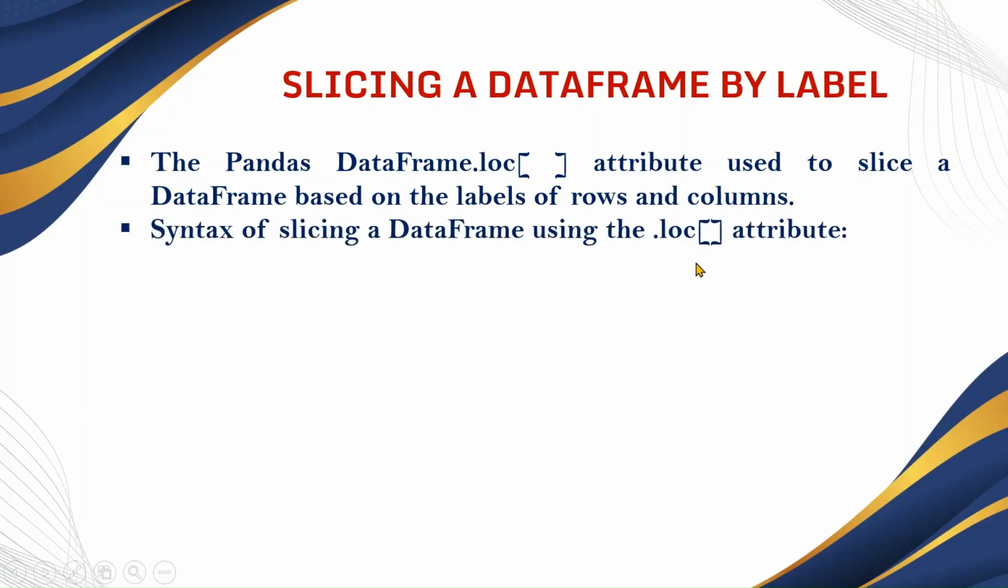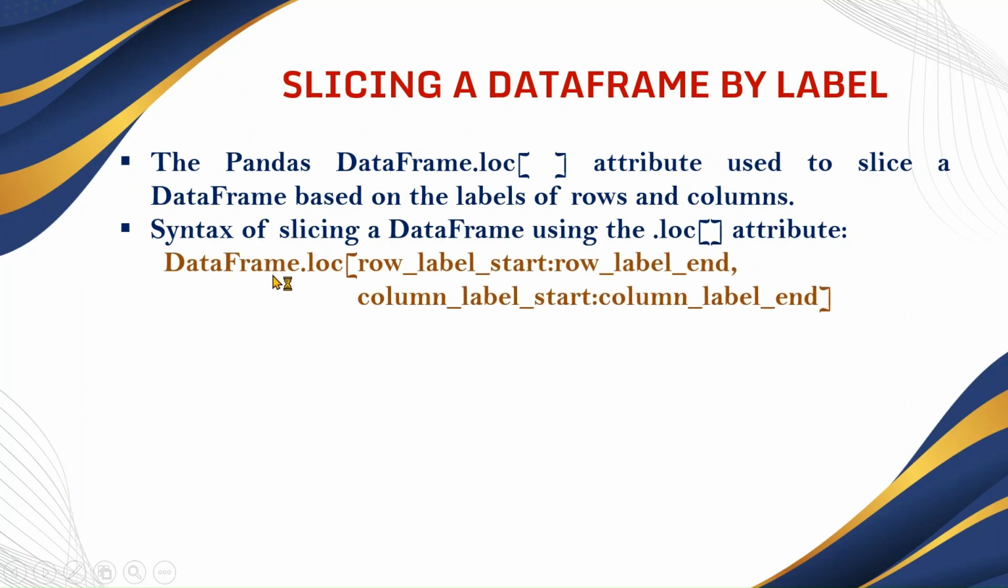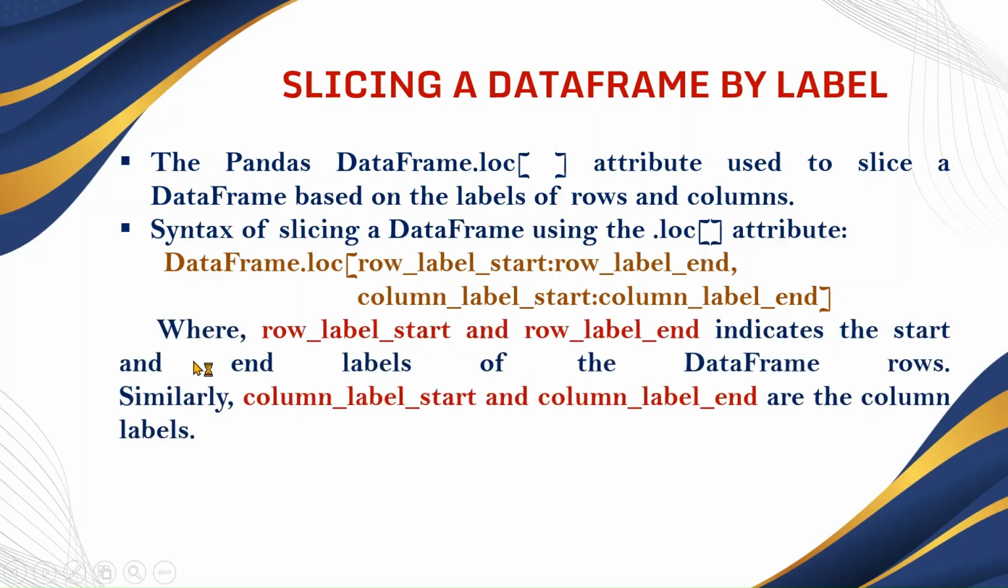Okay, the syntax for the .loc attribute. Here you can see data frame object .loc, row label start, colon, row label end, comma, column label start, colon, column label end. Only the difference is that we were writing index numbers earlier, here we are writing the labels. Row label start and row label end indicate the start and end labels of the data frame rows. Column label start and column label end are the column labels. Okay.